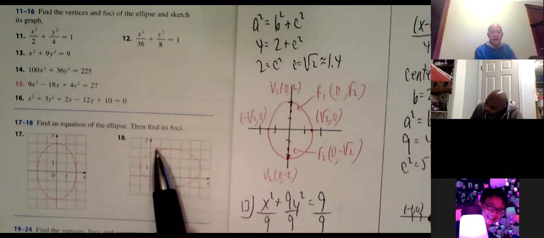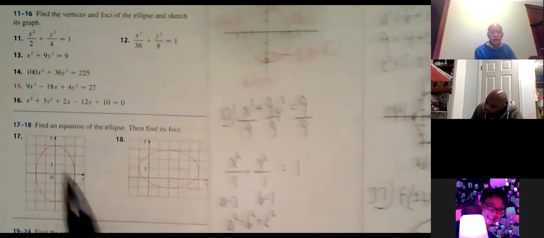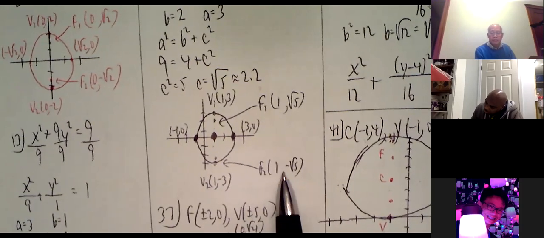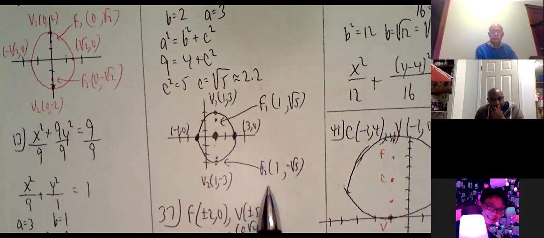Right? And then find the foci. Well, instead of (1, radical 5), it would be (0, radical 5), and likewise (0, negative radical 5). Right? So that's it for that.